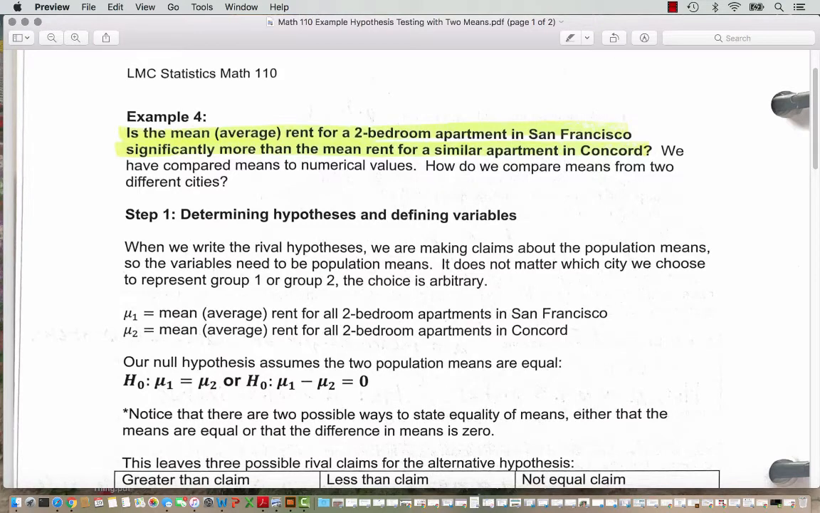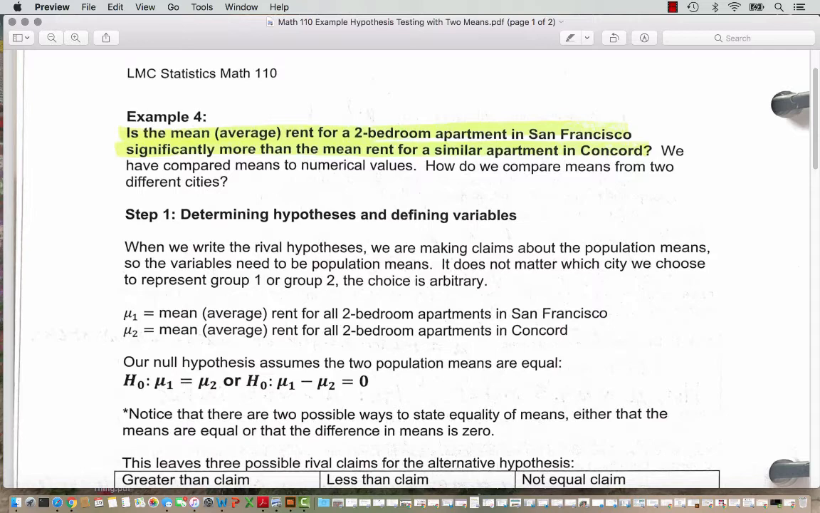In this example, we look at hypothesis testing with two means. So our question that we're going to be investigating is this. Is the mean or average rent for a two-bedroom apartment in San Francisco significantly more than the mean rent for a similar apartment in Concord? We have compared means to numerical values. How do we compare means from two different cities?